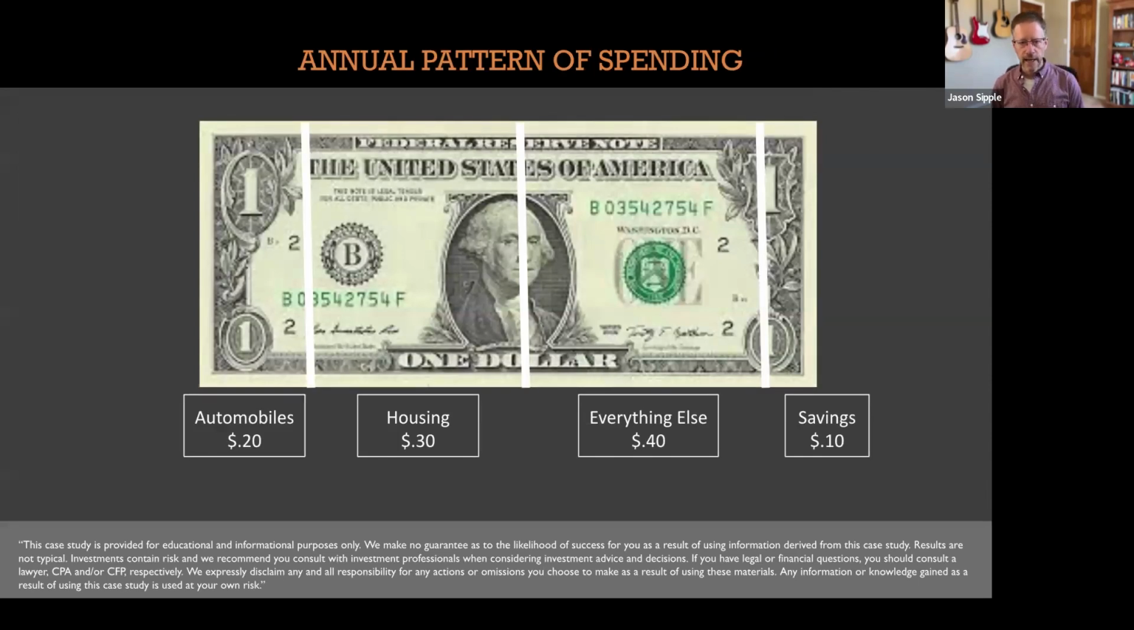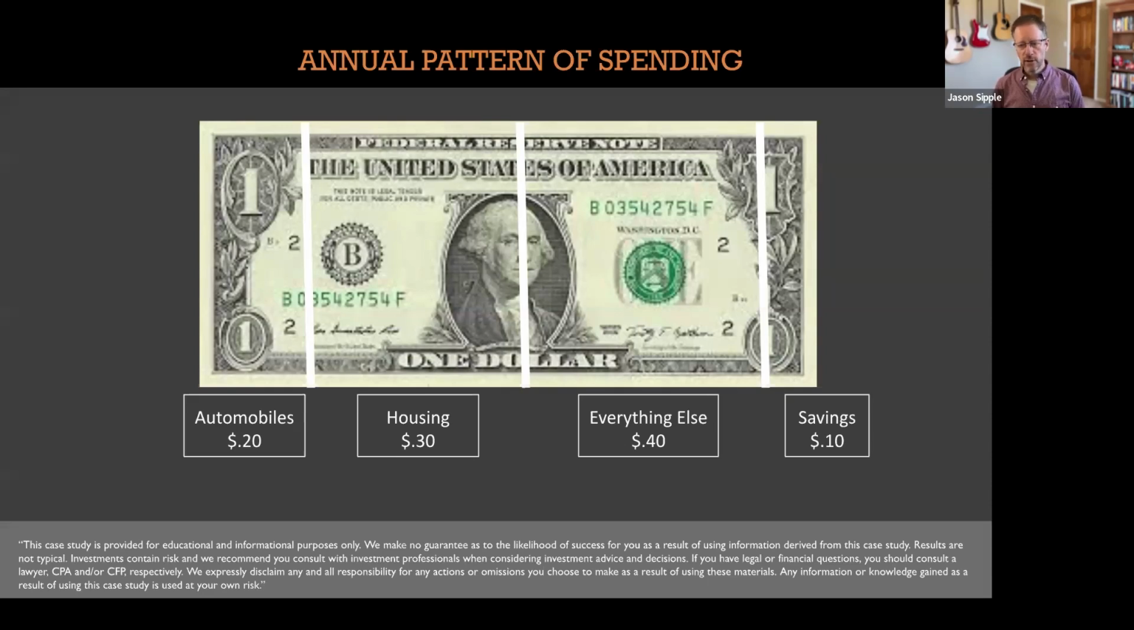Generally speaking, about 20 cents of every dollar goes for automobile expenses. That's the loans, repairs, your gas. You've got about 30 cents of every dollar going to housing needs, and then 40 cents of every dollar going to everything else. So this is your dining out, your clothes, your recreation.